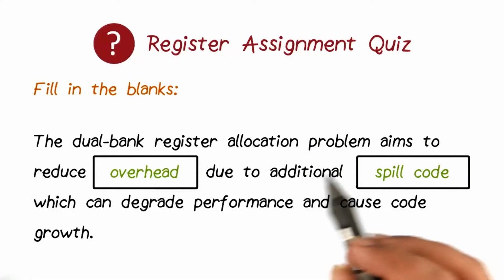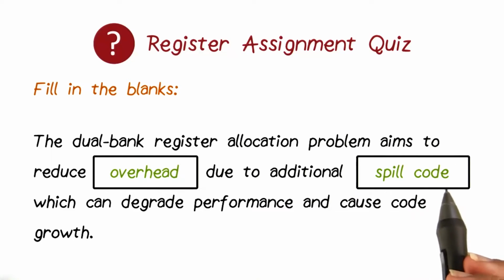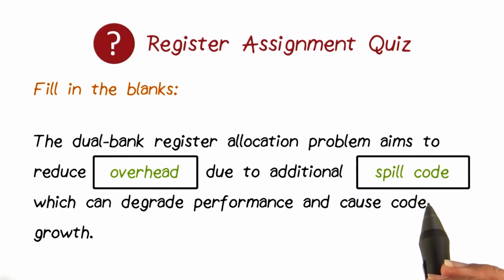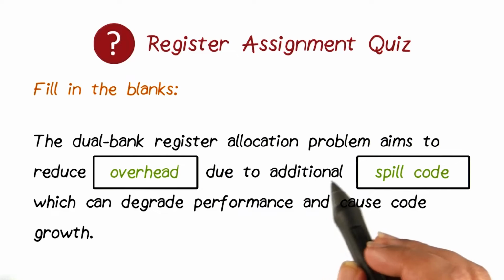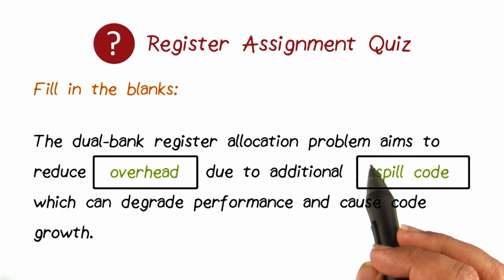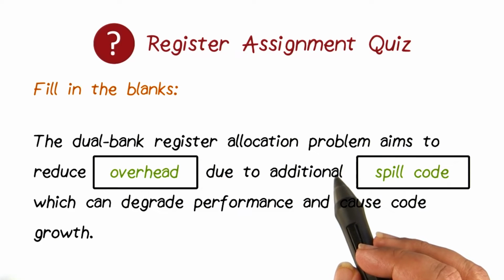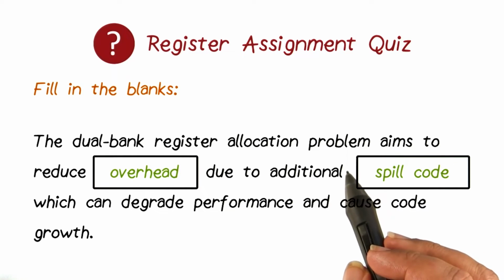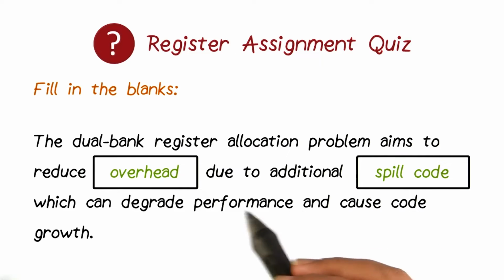The dual bank register allocation problem aims to reduce the overhead, the performance overhead, due to additional spill code which can degrade the performance and cause code growth. How? Because remember, if we run out of the total number of registers in one bank, and if we do not do this dual bank register allocation, then it will lead to a spill and that will degrade the performance. Second one is, if we are not allowed to keep copies, which is done by the dual bank register allocator, then there will be infeasible set of accesses, and we may have to forego doing any register allocation on them, and that will be a huge performance hit.